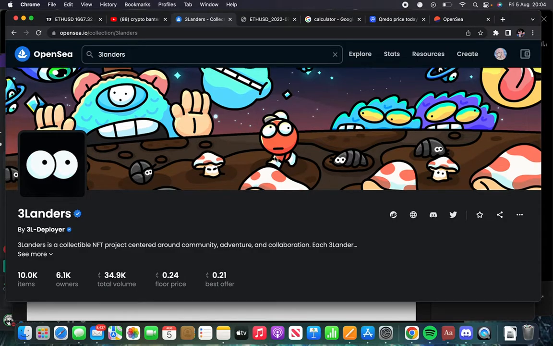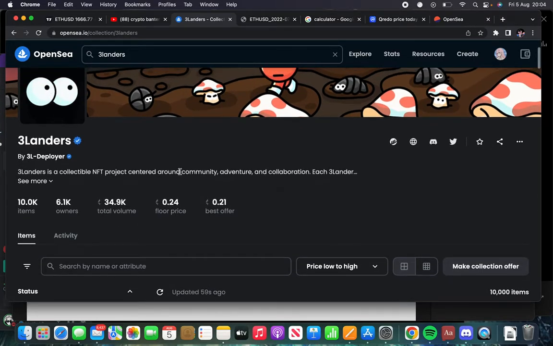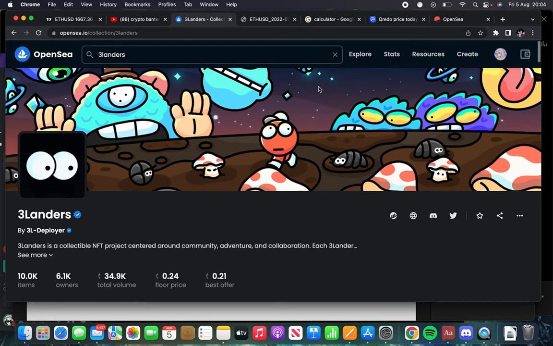So, I don't even see it was this low, but I bought into 3 Landers at 1.75, yeah, 1.75, right? And it was all speculation, because I was really deciding between My Pet Hooligan and 3 Landers. My Pet Hooligan was the one I was really leaning towards.